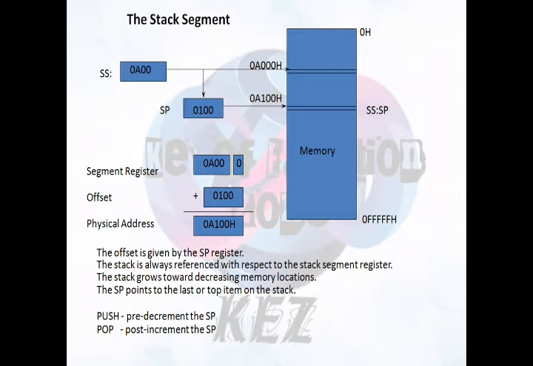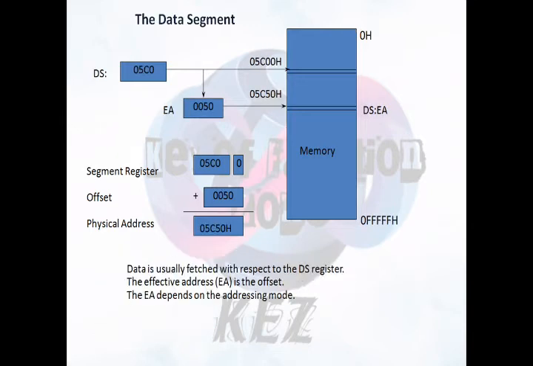This type of problem you may face in several competitive exams. So please remember, please follow the screen. If you have the segment register and the offset value, then you can find the physical address by adding these two. Here data is usually fetched with respect to the DS register, and the effective address EA is the offset. EA depends on the addressing mode.